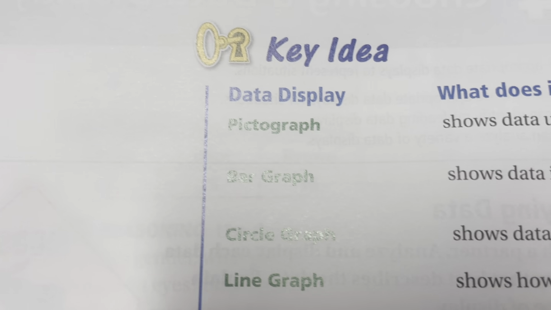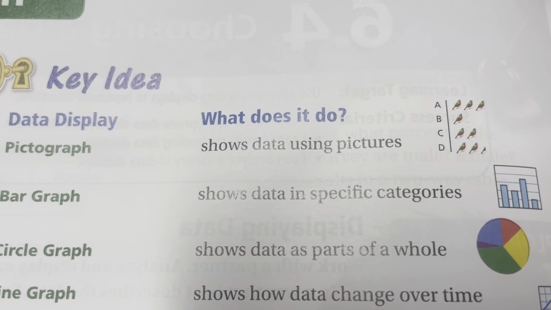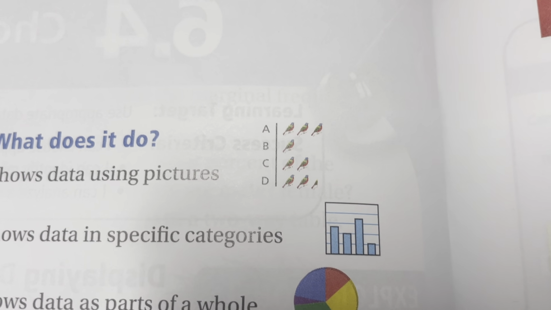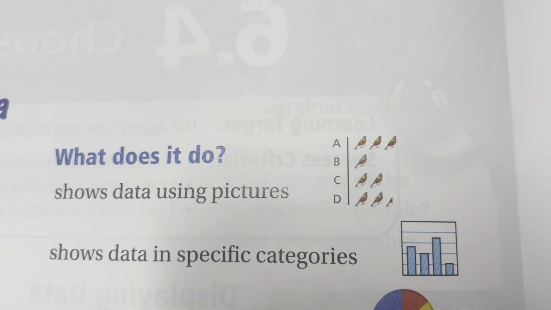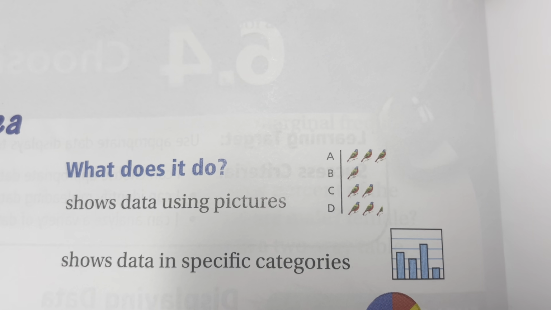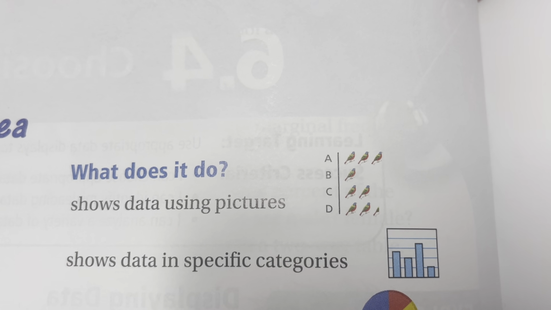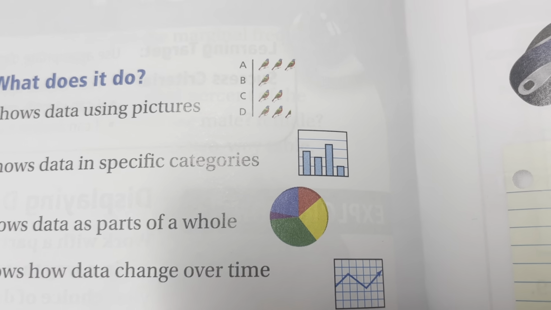The first one is a pictograph. Now, a pictograph shows data using pictures. For example, this graph here, there we go, looks like a picture of some birds or something, based on whatever they're displaying, but they're using pictures. The next one is a bar graph. A bar graph shows data in specific categories where each bar shows how many belong to a certain group.